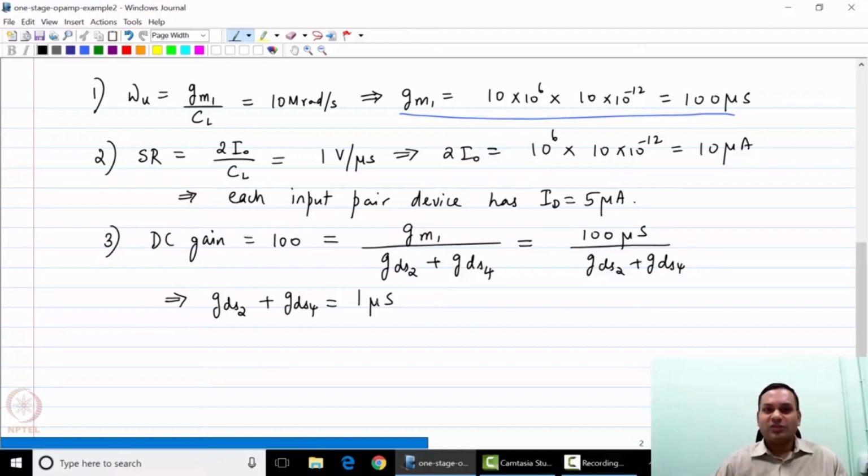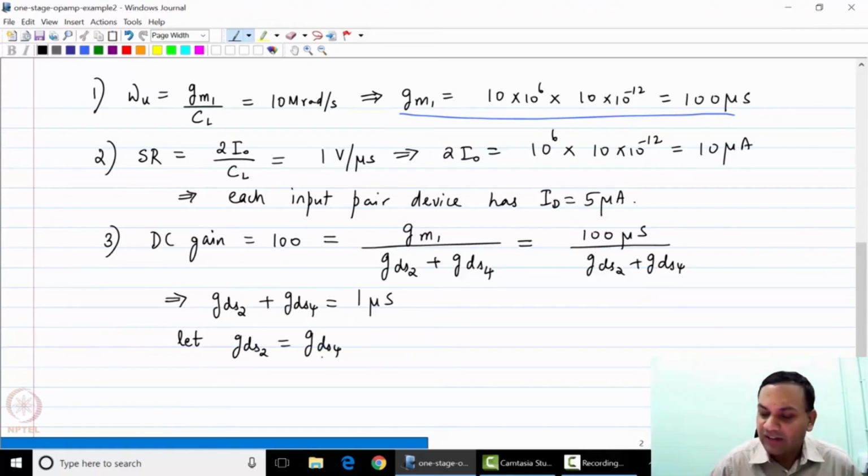Now we will make a judgment call, and this is one of the parts of design: instead of setting up equations in variables, we will make a judgment call and say let the two resistances or two conductances be equal. Let GDS2 be equal to GDS4 be equal to 0.5 microsiemens. So please note that this is the minimum GDS2 required. If GDS2 were smaller than this, then the DC gain would be larger. The important condition is that the sum of the GDS2 should be larger than 1 microsiemen.